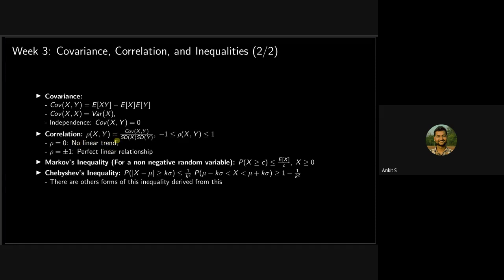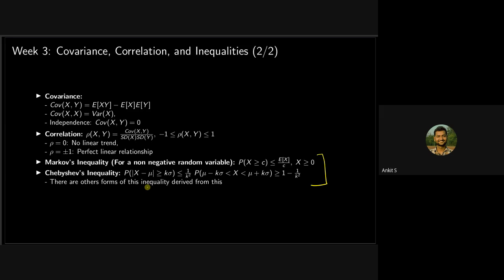Then correlation, this thing you also know, it measures how much association there is between two random variables. Then two very important inequalities that we studied were Markov's inequality, which was for a non-negative random variable, and Chebyshev's inequality. The purpose of these two inequalities was that sometimes we are not interested in finding the exact probability of a random variable taking some value, but instead we are interested in finding how much a random variable can take a value.